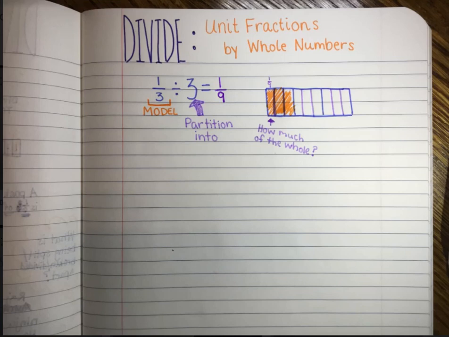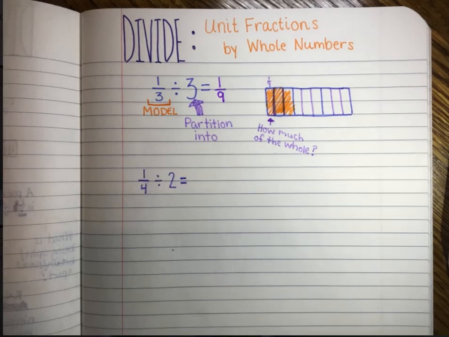All right, let's take a look at another example. In this one, we're going to start with 1/4, and we're partitioning that fourth into 2 smaller pieces to see how much one of those pieces is of the entire whole. So you can go ahead and create your model. You can pause the video if you'd like, create your model, and partition it into 2 pieces.